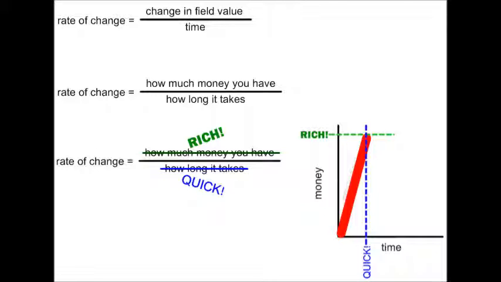Now in this example, rate of change is how much money you have and how long it takes to get that money. So in this case, the rate of change would be rich divided by quick. You want to get rich and you want to do it over a small amount of time. So the way that would look graphed one more time is this very steep slope, and that would be a fast rate of change.